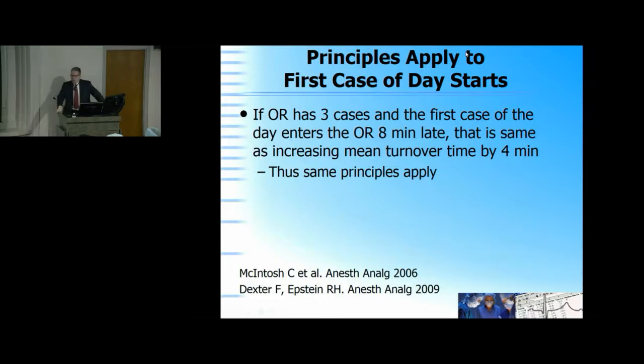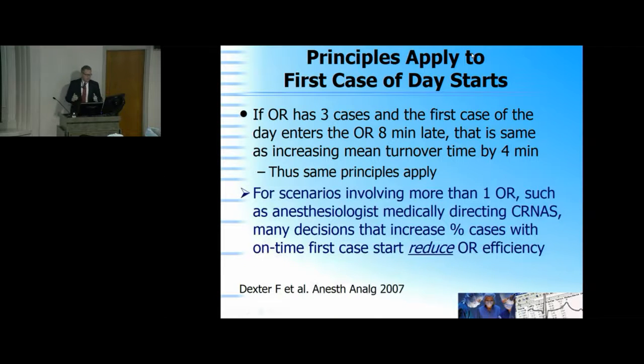Okay. Although I'm talking about turnover times and how to value reducing turnover times, the results are identical mathematically for first case starts. So if an operating room has 3 cases and the first case of the day enters 8 minutes late, it's no different than increasing the turnover time by 4 minutes. Right? And the reason that that can be useful is for a number of things.